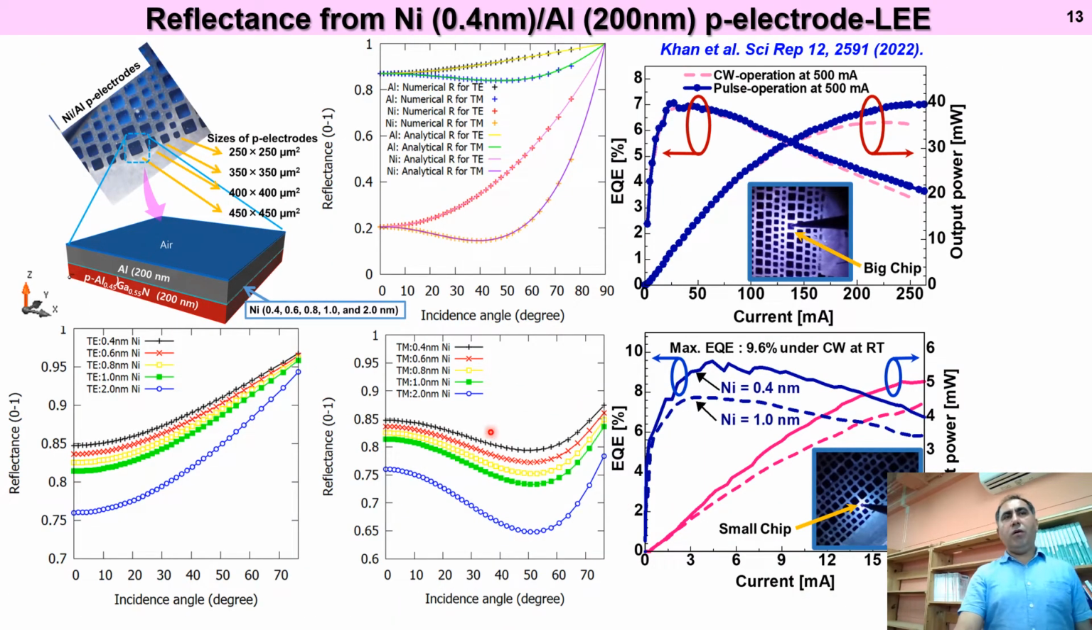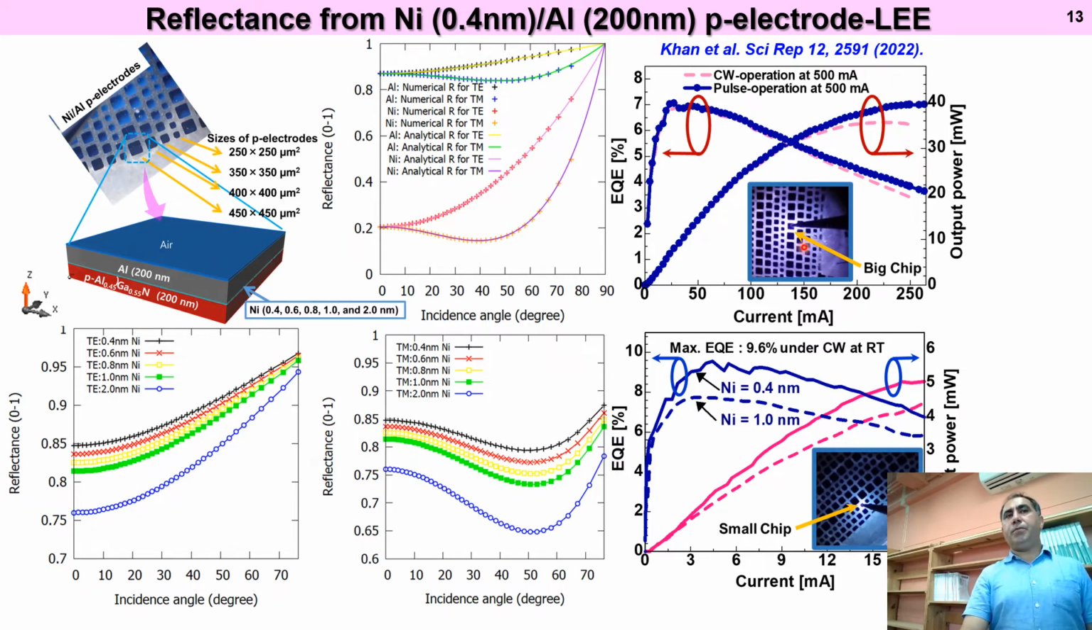We also investigated the influence of a very thin nickel layer in the p-electrode under the aluminum. First we did a numerical and analytical study of the TE and TM modes. Here the reflectance as a function of the incidence angle is shown. Especially for the TE mode and for the TM mode, for 0.4 nanometer thickness, we got very impressively high reflectance. In the experimental device, we used 0.4 nanometer thin nickel in the p-electrode.